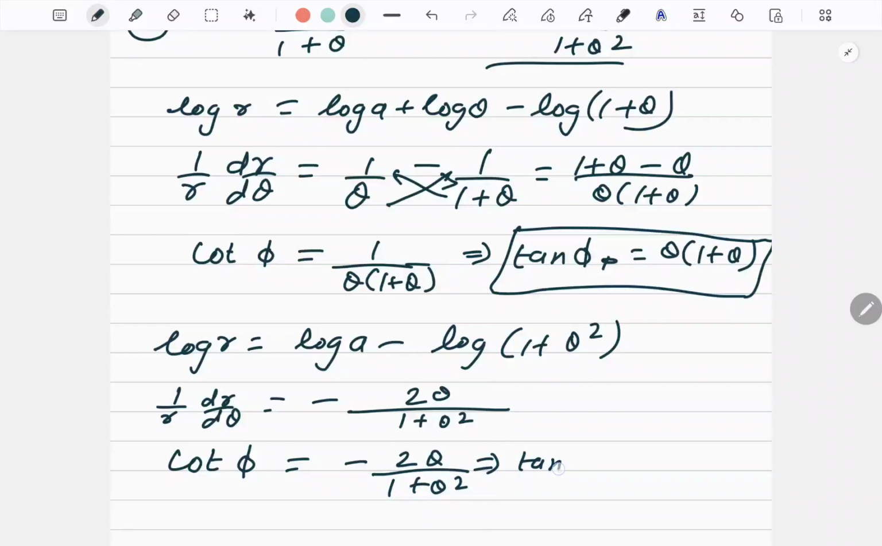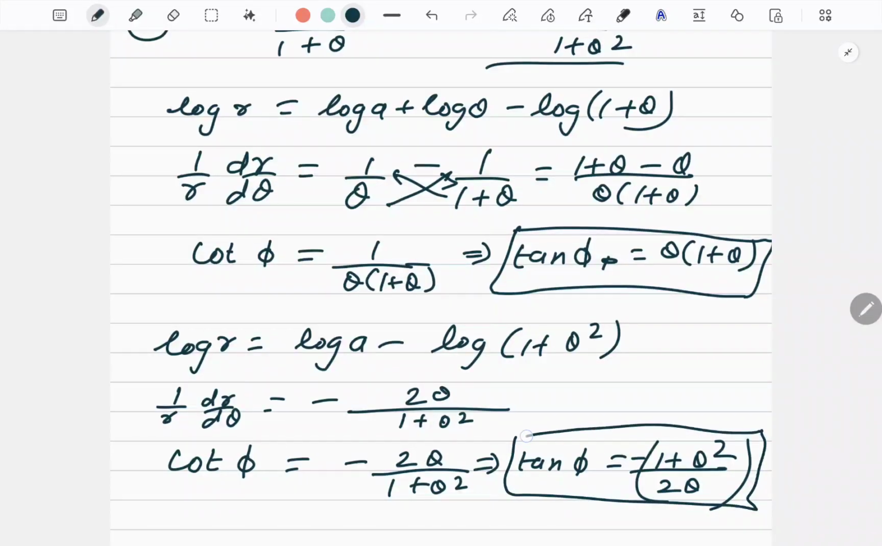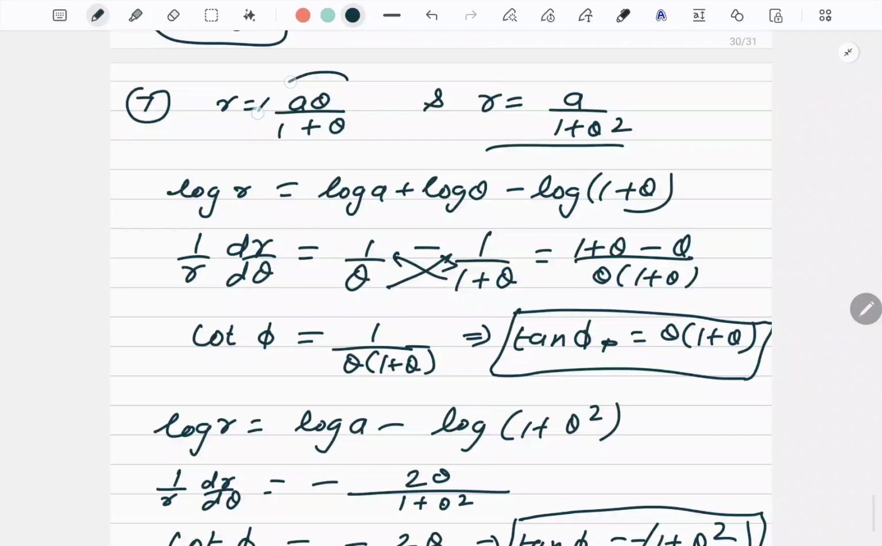which gives me tan phi is equal to 1 plus theta square upon 2 theta but with a negative sign. Right? Now I got tan phi 2. Now, I don't need these values in terms of theta. So go back to the question. Now, the r value is this and the r value is this. So equate both the values of r.